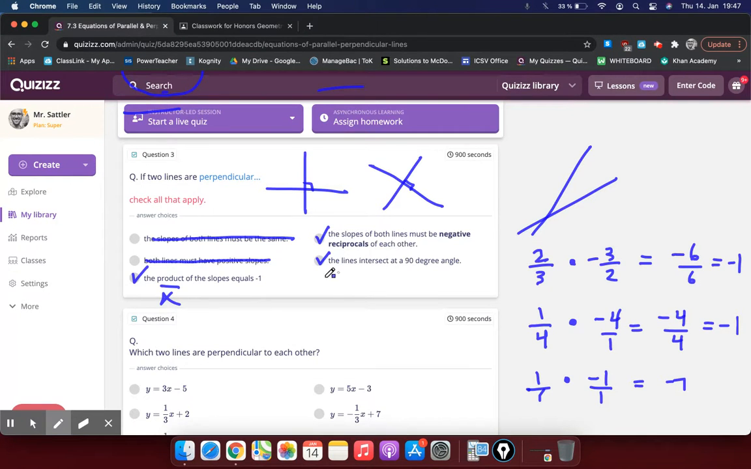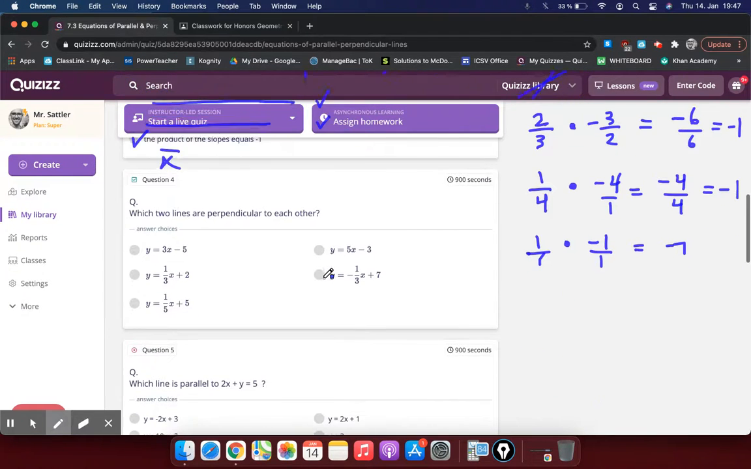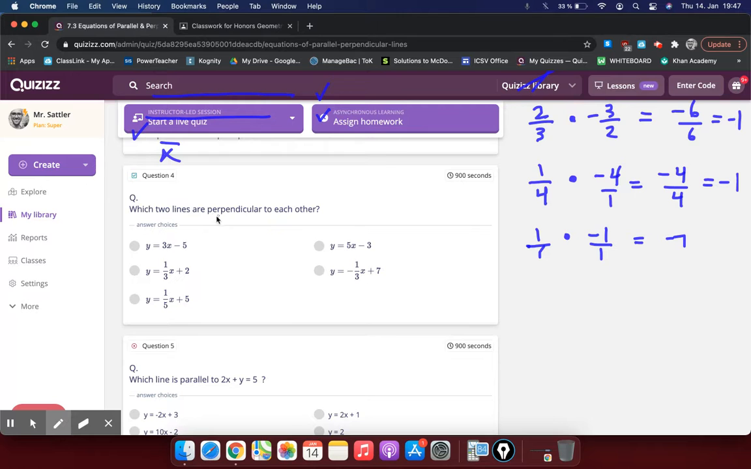So now we can do some equations. Which two lines are perpendicular? So look for that reciprocal relationship. And it has to be negative. One negative, one positive. It doesn't matter if the fraction is negative or if the whole number is negative. It just has to be one or the other.